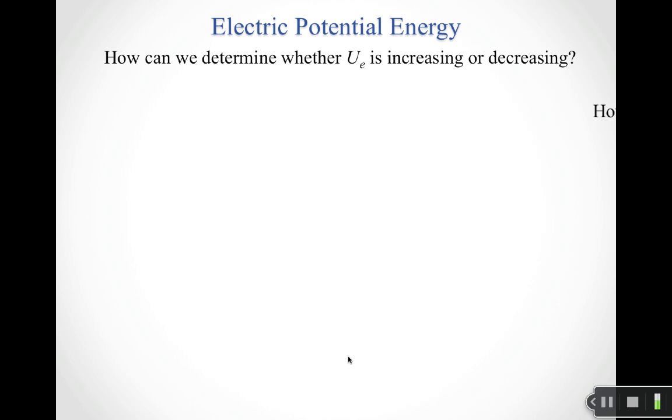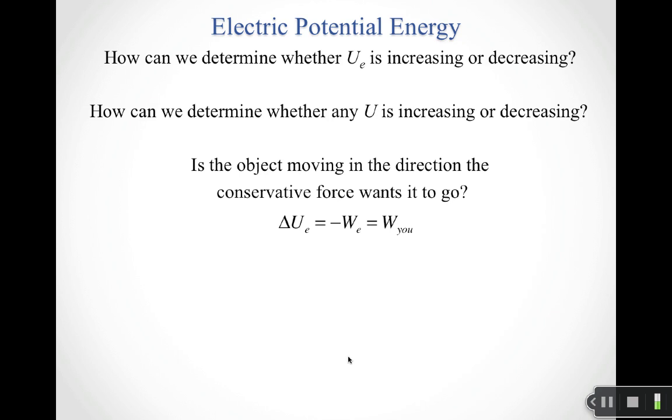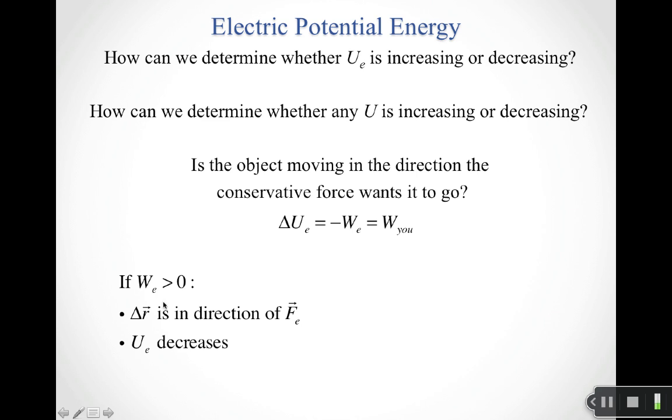So again, thinking in terms of the field that we know best, how can we determine whether the potential energy is increasing or decreasing? Well, let's think about what we learned from 221. How can we determine whether any potential energy is increasing or decreasing? The definition that we came up with is whether the object is moving in the direction the conservative force wants it to go. If the object is moving in the direction the conservative force wants it to go, then the work done by the conservative force will be positive, and therefore the potential energy will actually decrease.